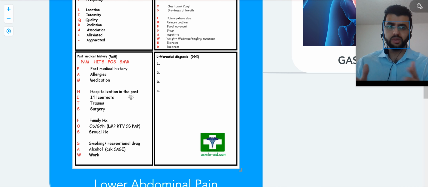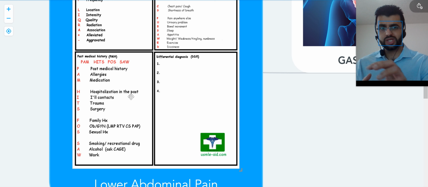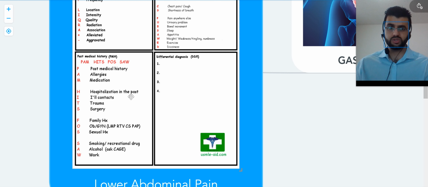It could be they had surgery, now adhesion, something with the bowel. This applies to anything, not just lower abdominal pain. So I'm going to go into details in this video, and in the next videos I'm not going to mention those again. I'm just going to focus on the differential diagnosis because I believe that's the harder part. But these mnemonics are the easier part.